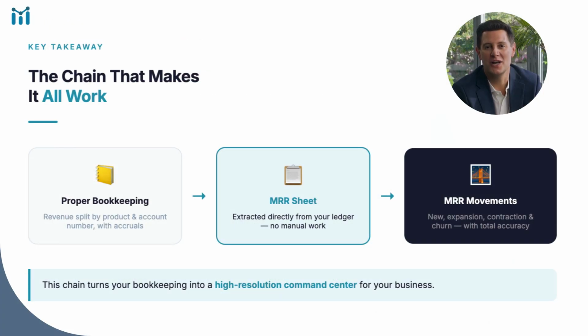And that is exactly why getting your bookkeeping right from the start is so important. The key takeaway is this: if your accounting is done properly, with revenue streams split by product and account numbers as we described, you can produce your MRR sheet directly from your bookkeeping. Being able to extract these invoice lines from your ledger is the only way to produce these detailed MRR movements with total accuracy.